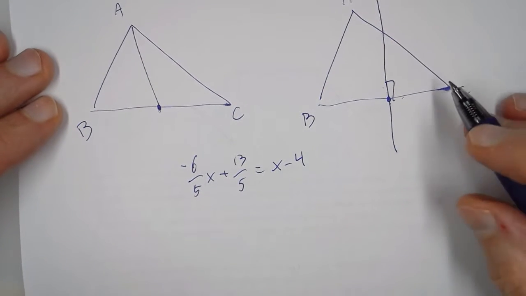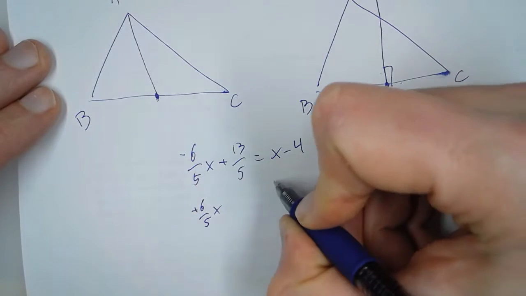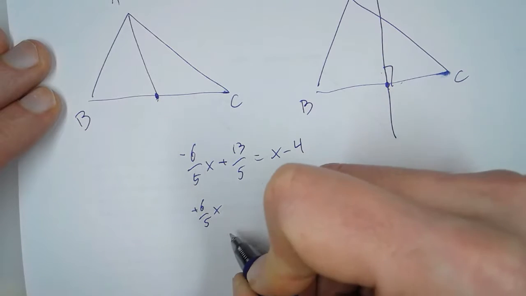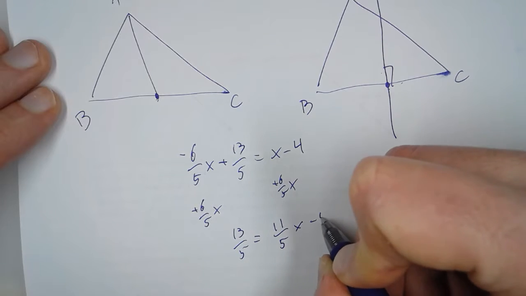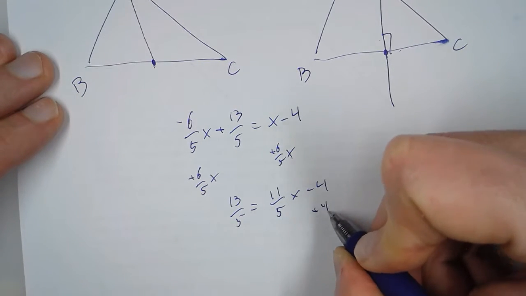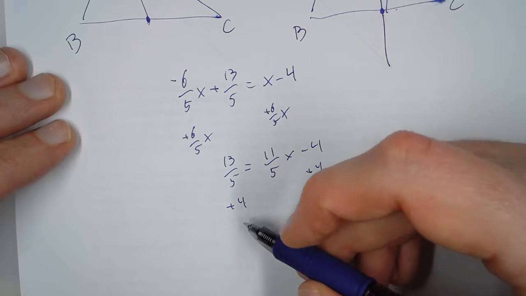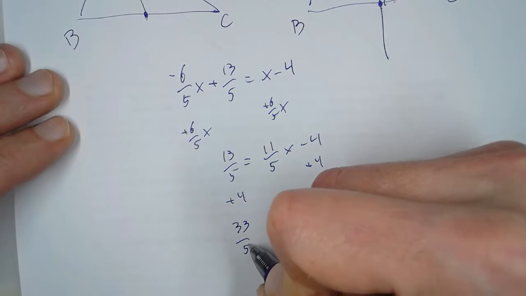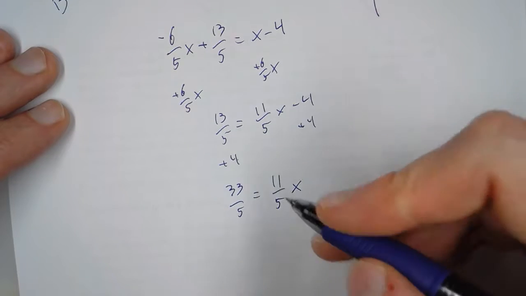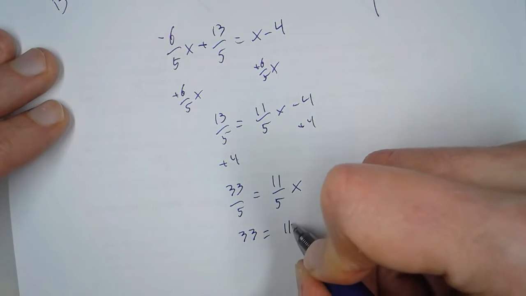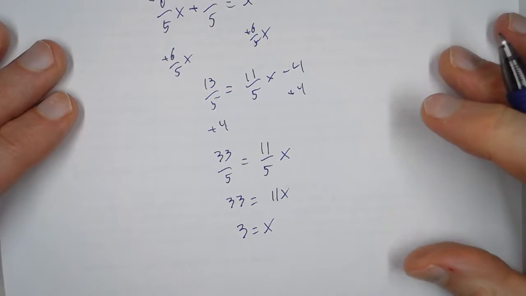So let's get x onto one side. Plus 6/5 x, so we have 13/5 equals 11/5 x minus 4. Then we add 4. 4 is the same as 20 over 5, so that's 33/5 equals 11/5 x. If we cancel out the 5's, we have 33 equals 11x. Divide both sides by 11, so we get x equals 3. So that's the x coordinate.